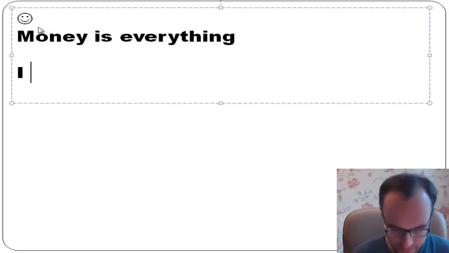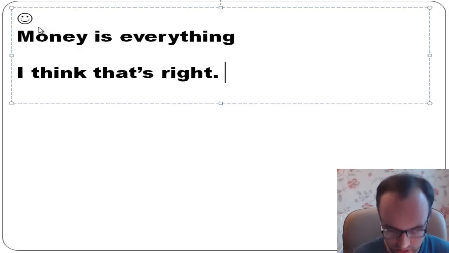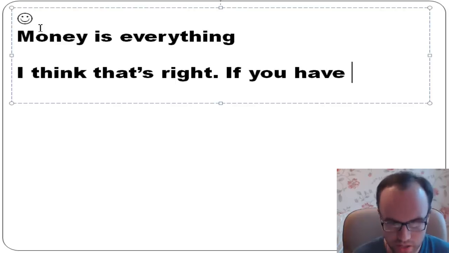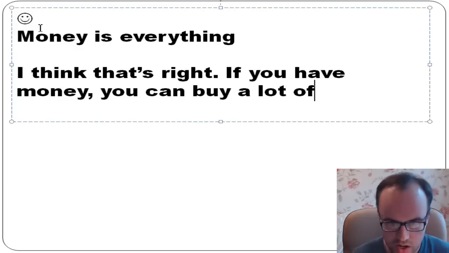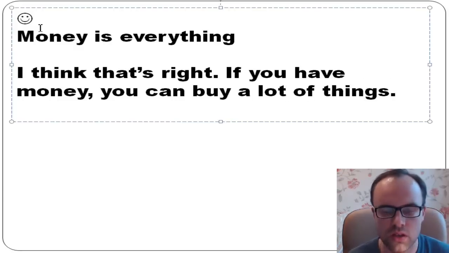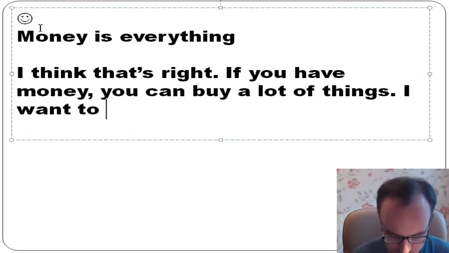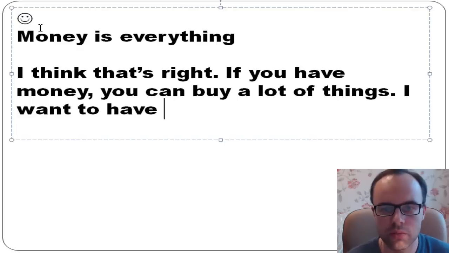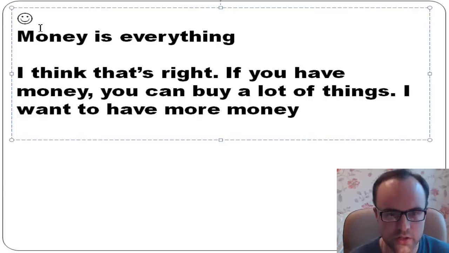Okay, so I think that's right. If you have money, you can buy a lot of things. So I want to have more money. So this is one possible answer. I want to have more money. So is this answer good or bad?